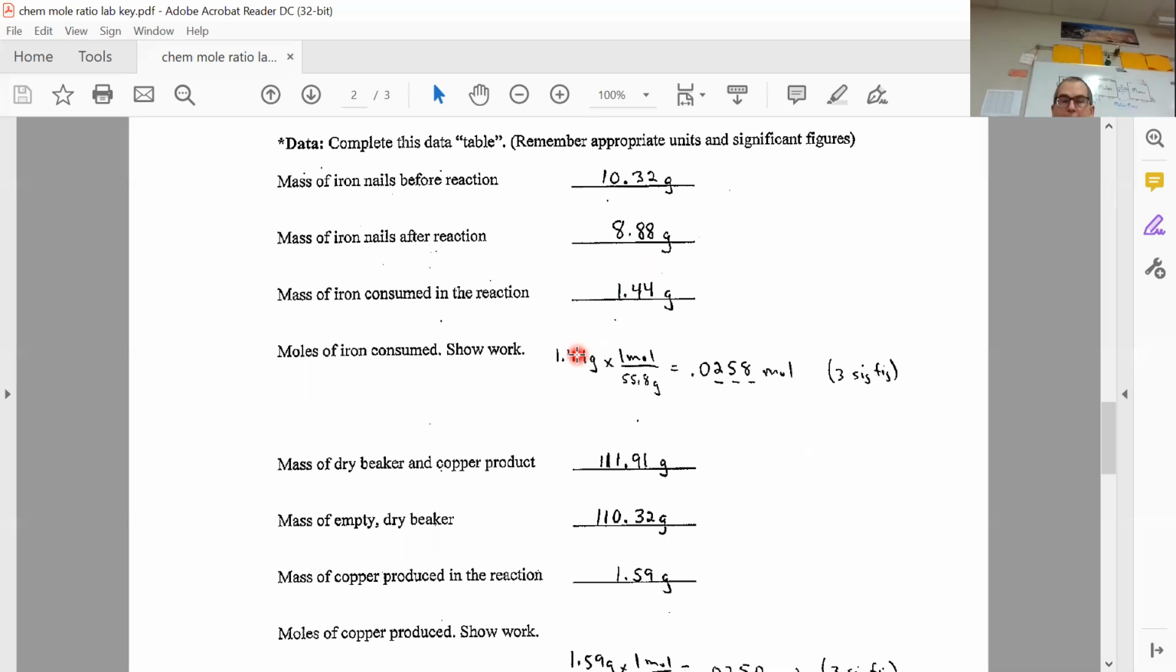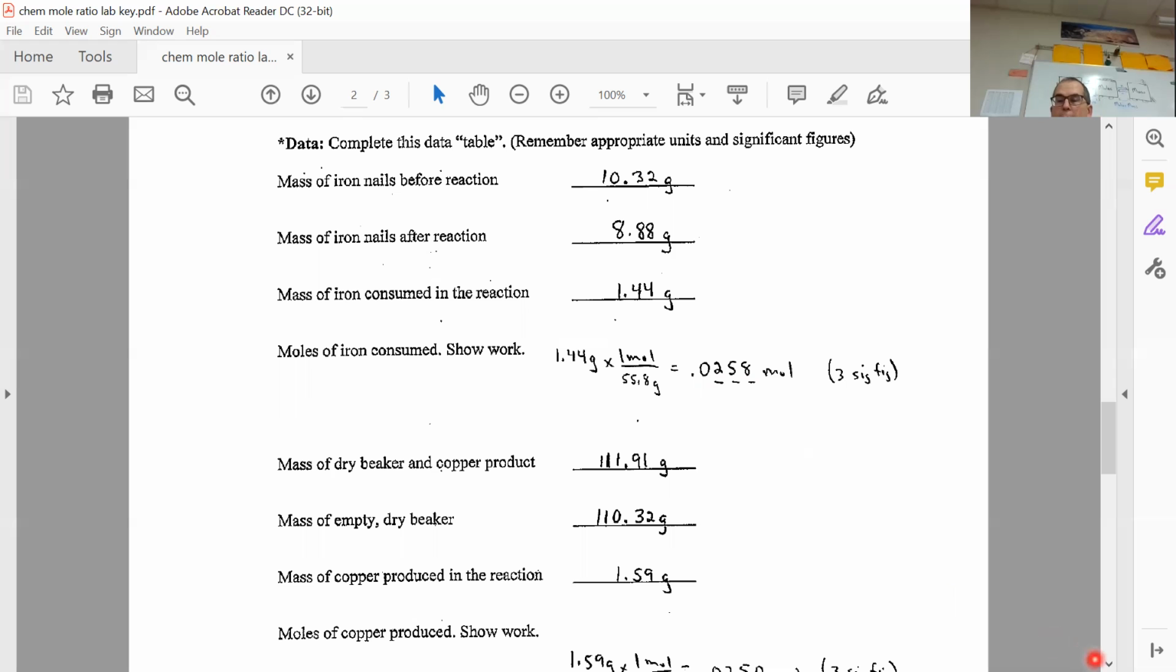I divide that by the molar mass of iron. So the 1.44 divided by that, I get this number. And I do want to report that with 3 significant figures because I have 3 figures right here. So the 0 is important as a placeholder, but not a sig fig. So it ends up being 0.0258 moles of iron that was consumed.